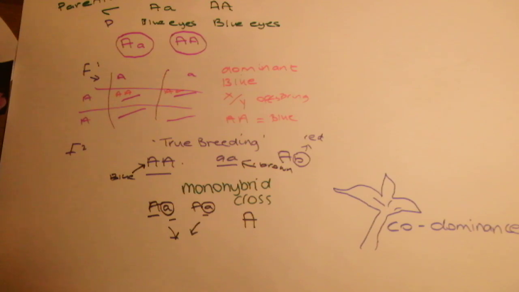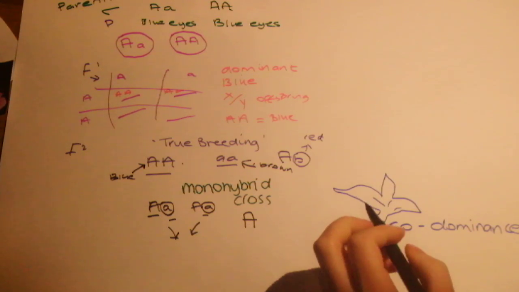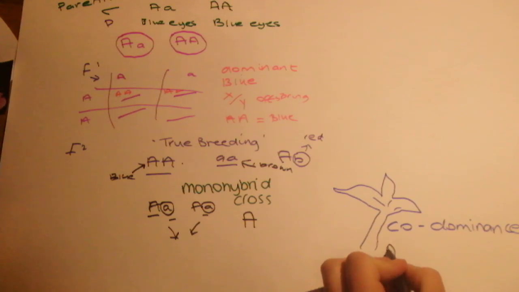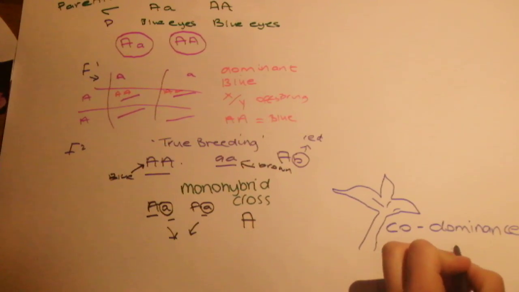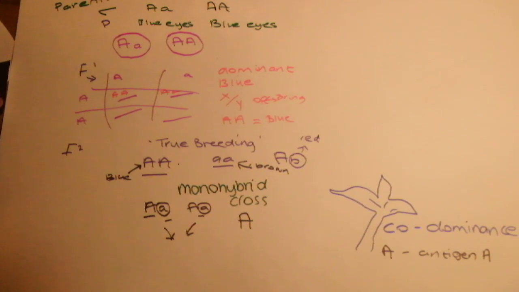Another example would be blood groups. So you have blood group A, which has antigen A in it, and then blood group B obviously has antigen B in it, and blood group O has no antigens. You have a little I whenever you do blood groups, IA and IB. IO has no antigens, so it's recessive to both blood group A and blood group B.